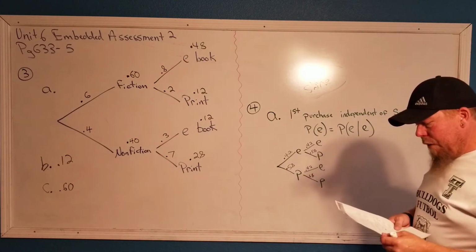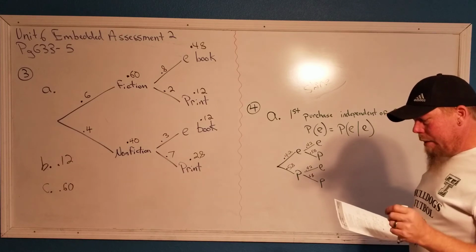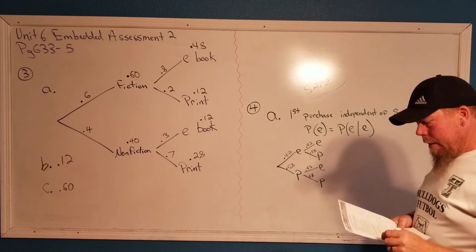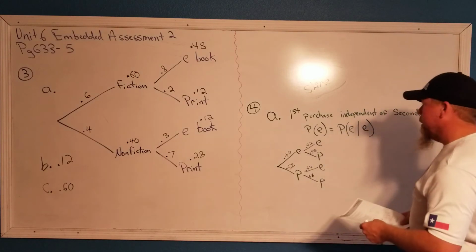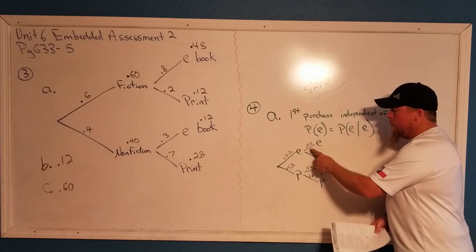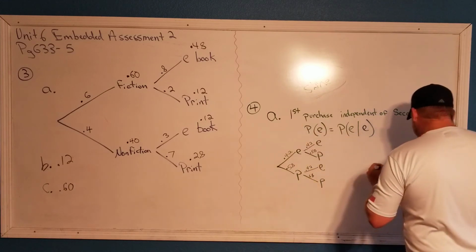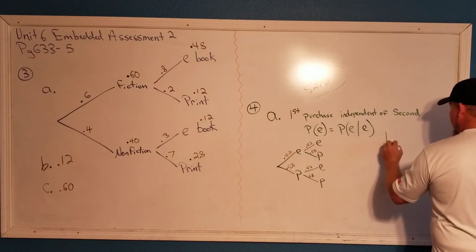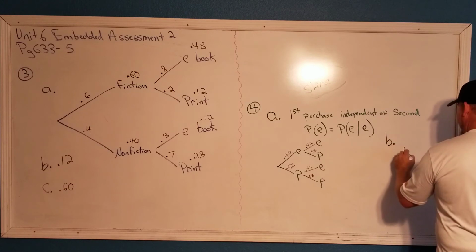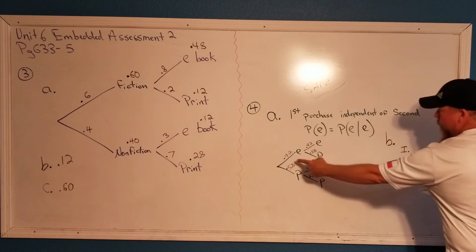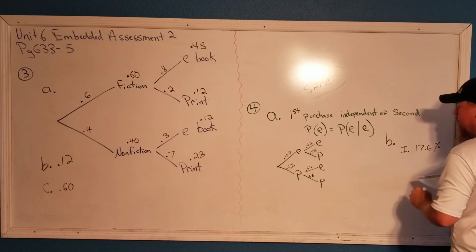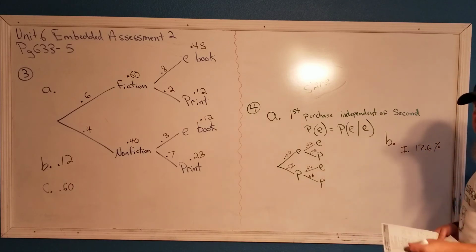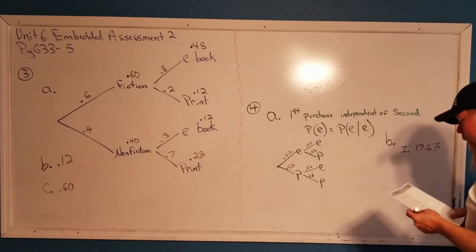And then for B, it says, find each probability. Write your answers as a percent to the nearest tenth of a percent. So the first one says, both books are available as ebooks. So we would do 0.42 times 0.42. And so for B, let's go ahead and make a little list here. So we're on B, and we're going to talk about I. So 0.42 times 0.42, you're going to get 17.6%. So 17.6% of the time, she's going to find both books available as an electronic copy.